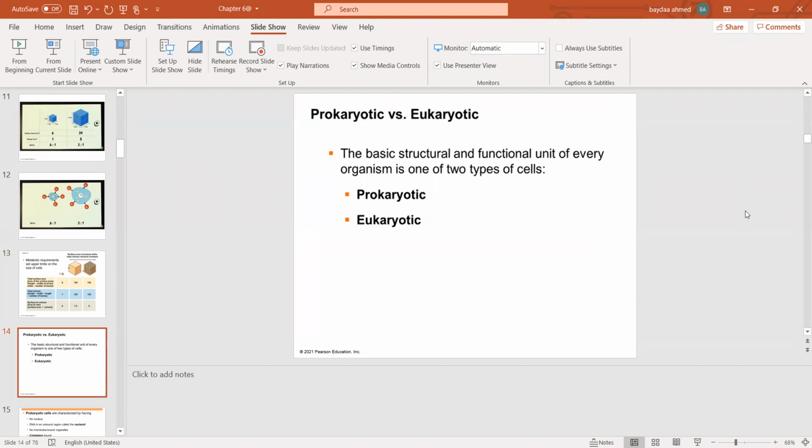Cells are the basic structural and functional units of every organism. The cells are of 2 distinct types. We have prokaryotic and eukaryotic cells.